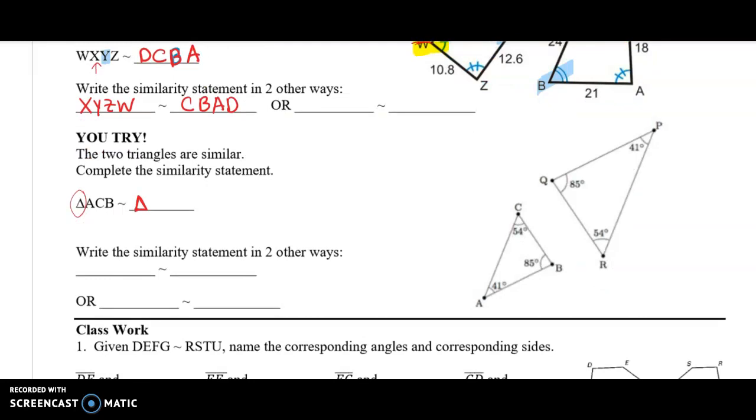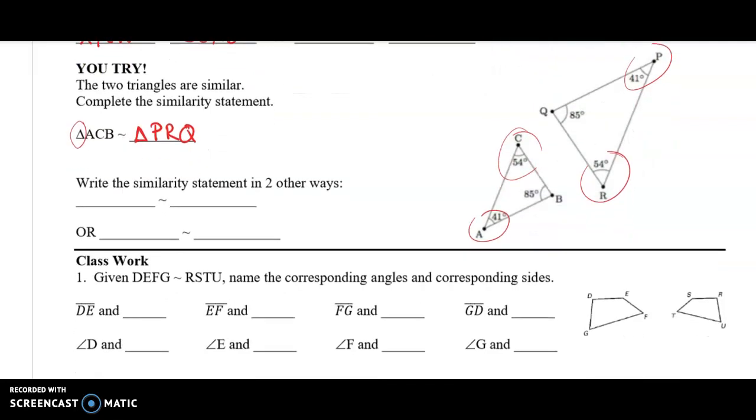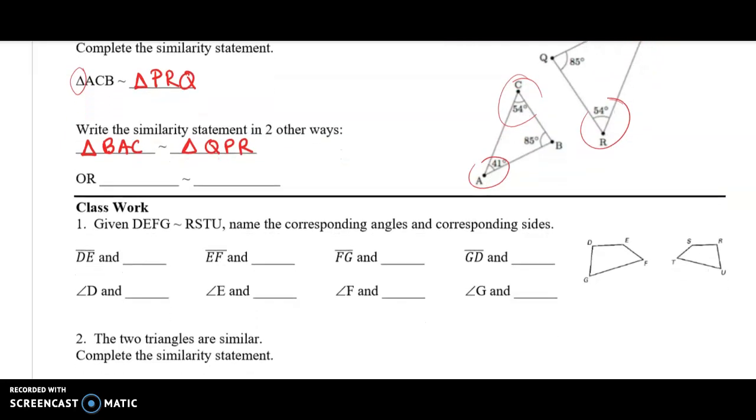Okay, so if you're checking here, it was ACB. So A was 41, which matches with P, so it has to start with P. C was 54, which matches with R. And then obviously the B and the Q go together. Write the similarity statement in 2 other ways. Again, make sure you have the triangle in front, but you can mix up those letters. So we can say BAC, which would be the same as triangle BAC. B would still match with Q, A would still match with P, C would still match with R. And again, yours could be different than mine. So you should have 2 statements there as long as those letters are matching.